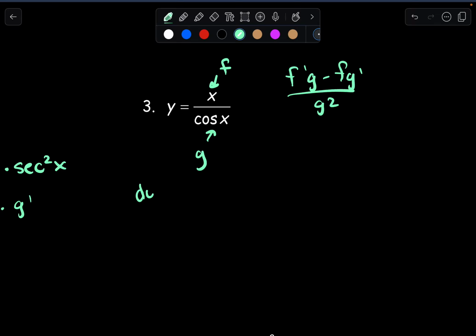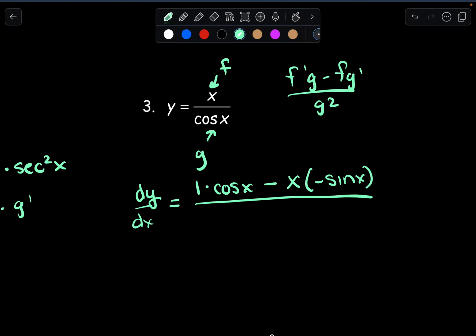So the derivative of y with respect to x, f prime, the derivative of f, is going to be 1, times g, which is cosine. Minus, we have f, which is x, times g prime, the derivative of cosine. It's a co-function, therefore the derivative is going to be negative. So negative sine x. And cosine's partner is sine. All over g squared, that's going to be cosine squared.